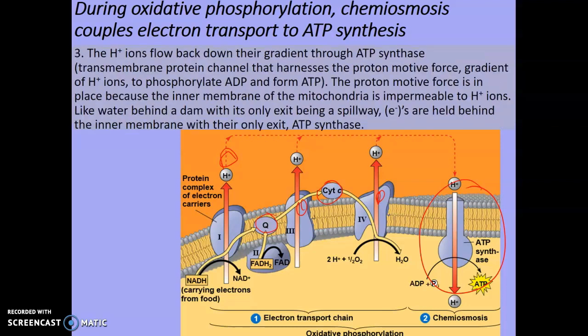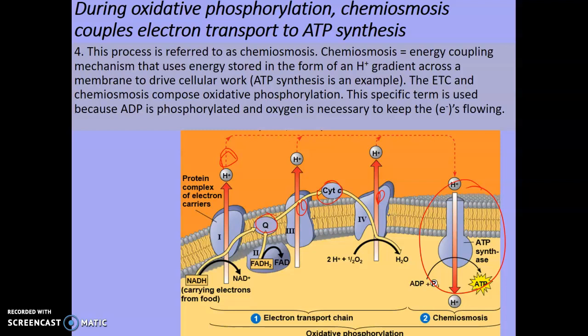The hydrogen ions flow back down their gradient through the ATP synthase, just like they did in photosynthesis. The proton motive force is in place because the inner membrane of the mitochondria is impermeable to hydrogen ions. So, like water behind a dam with its only exit being a spillway, the hydrogen ions are held behind the inner membrane with their only exit through the ATP synthase. This process is referred to as chemiosmosis.